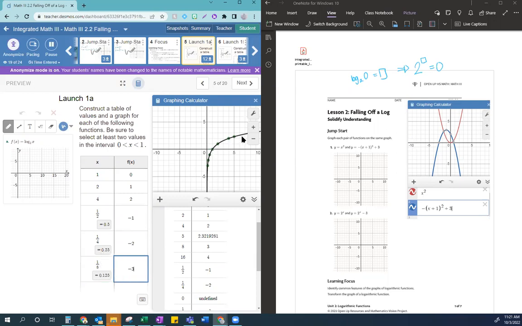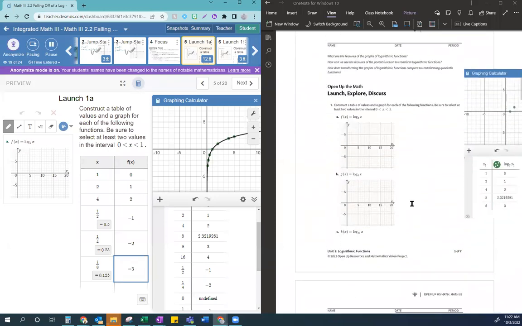Right? And then those are my little dots right there. Do you see how it's more of a curve? So whenever you see this curve, you should be familiar with it. Oh, that's a log curve, right?